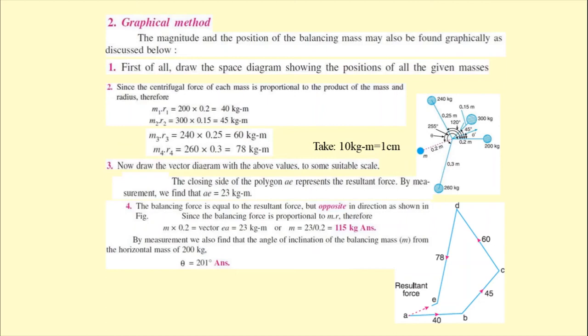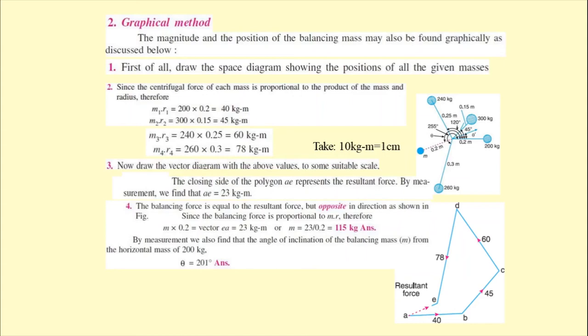Now in the problem it has been given itself that this particular unbalanced force is to be balanced by a balancing mass which is having a radius of rotation of 0.2 meter. So that balancing mass M into 0.2 should be equal to 23 kg meter. So solving this, we are going to get the value of the balancing mass, that is the weightage of the balancing mass, that should be equal to 115 kg, and that should be the answer.